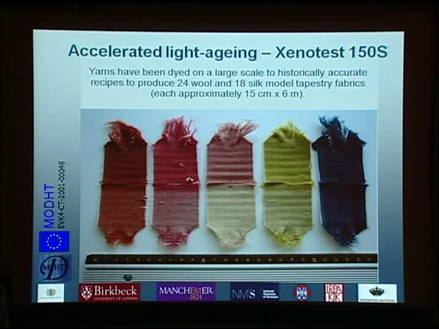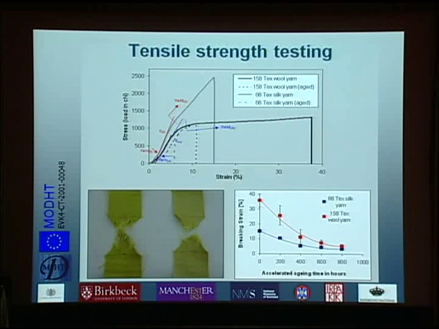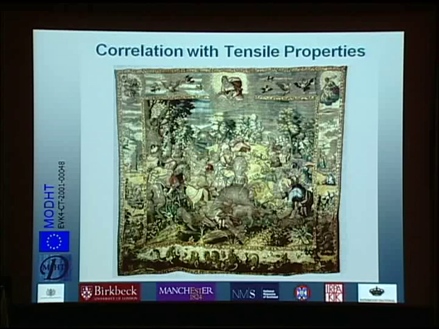They were all then subjected to accelerated light aging to the equivalent of 400 years of museum lighting. All models were tensile strength tested in the form of fabrics, yarns, and single fibers. And from all the different parameters that you can analyze by tensile strength testing, such as the initial modulus, the yield point, or the final break point of overall stress and strain at break, we found that the strain, so the elongation in percent, was the one parameter that varied most consistently and showed the greatest variation between the aged and the unaged fibers or yarns. So that's the one we then went with and correlated, or tried to correlate, to the results from all the chemical data, chemical analysis.